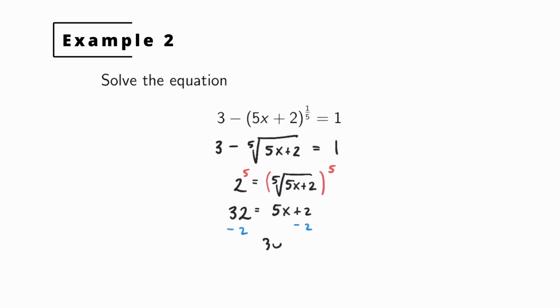I'll get 30 equals 5x. And then we divide both sides by 5. And our final answer is x equals 6. Now, the important thing we want to do is check: is this a solution of the original equation?